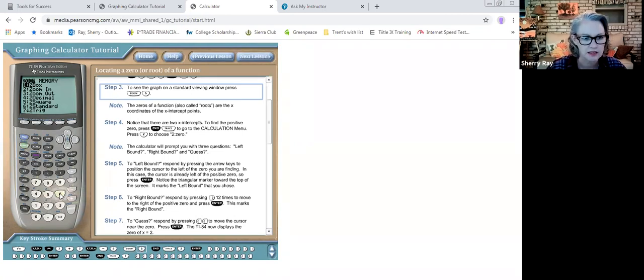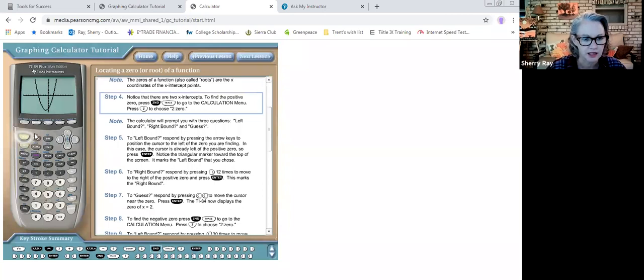And then second, the trace button, like I did before. It's going to have you move down to number 2, which is zero. So x-intercepts are zeros.